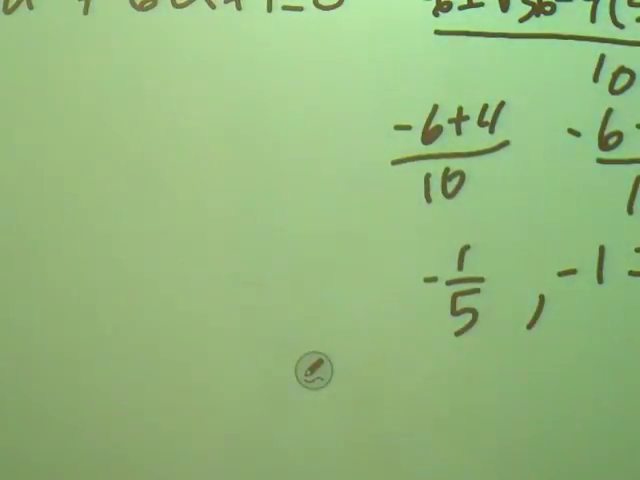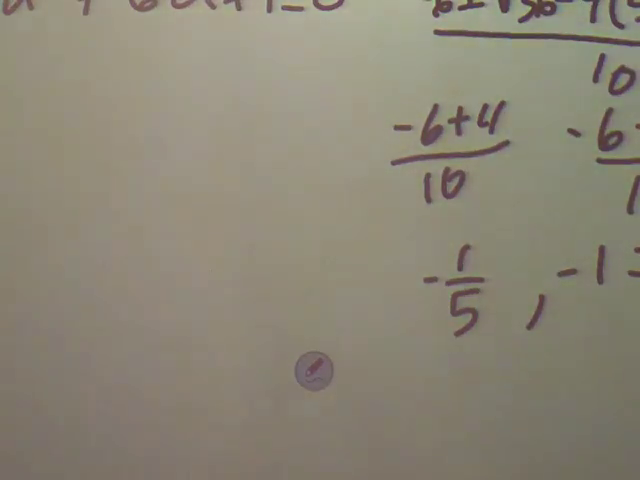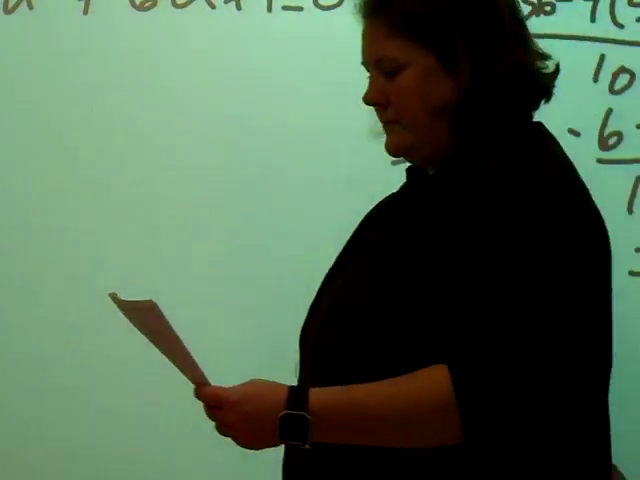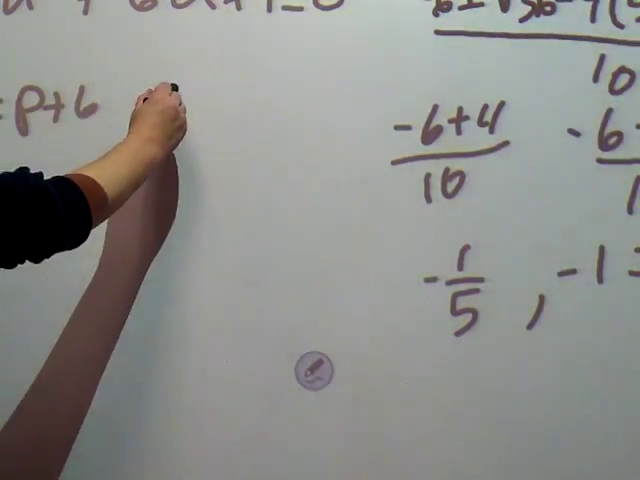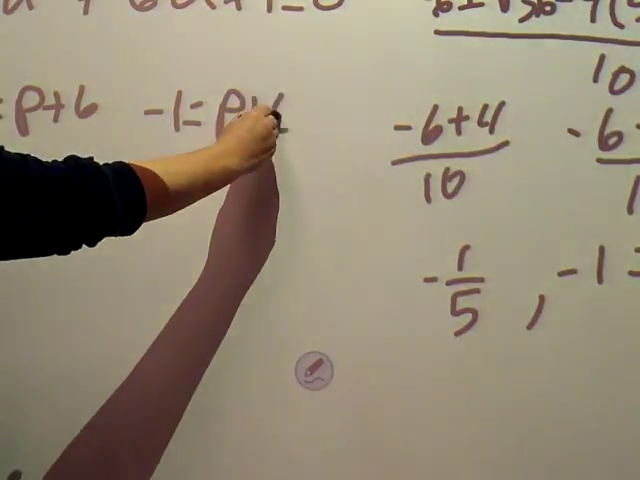Remember, that's what u equals. Our equation has got a p in it. What did we replace with the u? P plus 6, right? So it says up there in the directions u, which my first one is negative 1/5, equals p plus 6. And I got to solve that for p. Then I'll have to do it again with my other u. Negative 1 equals p plus 6.